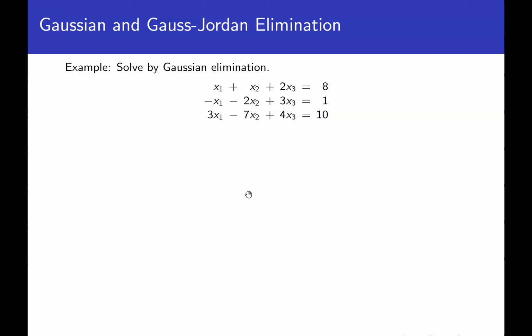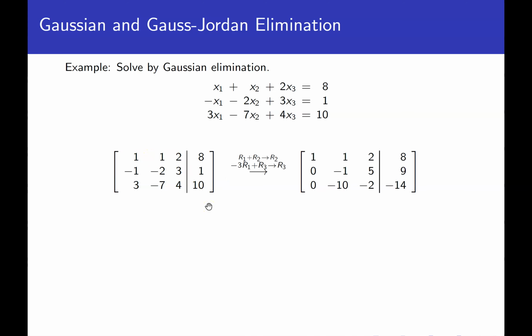All right, let's do a couple of quick examples here to put these methods into motion. Here's a system of linear equations. Our first thing to do with this system is put it in augmented matrix form. Again, remember, that's just a matter of writing down the coefficients and the constants. We put that vertical bar in there just to separate the coefficients for the variables from the constants.